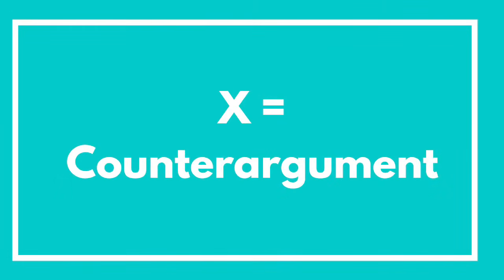So in that formula, X stands for the counter argument. And if you're not familiar with that term, basically what it means is the side opposite of what you're trying to argue for or against. So whatever your stance is, whatever people would say that's opposite of that or against that, that's the counter argument. So in order to prove your point, you need to acknowledge the opposing side and then refute it. So this is a two-part process.